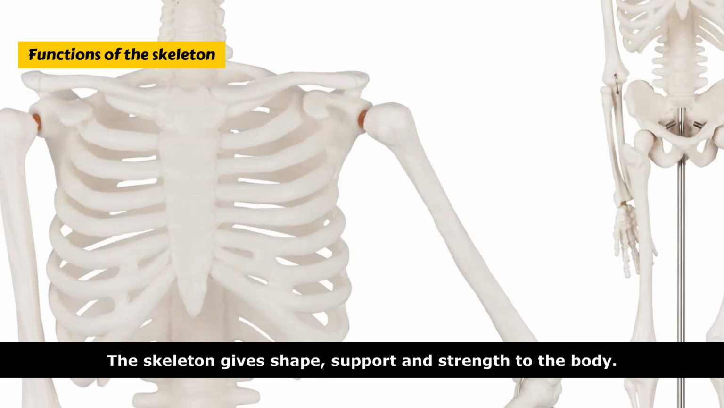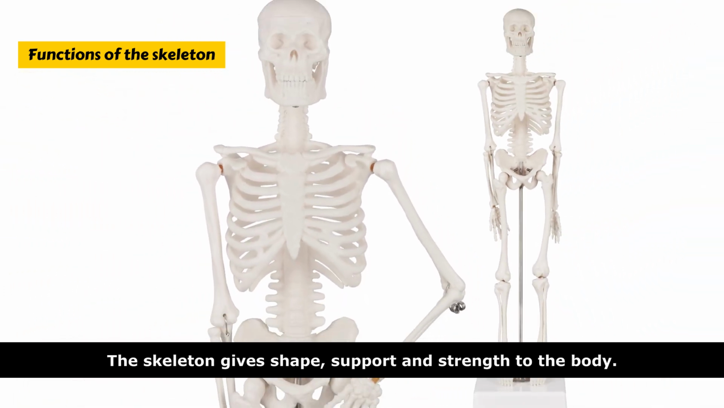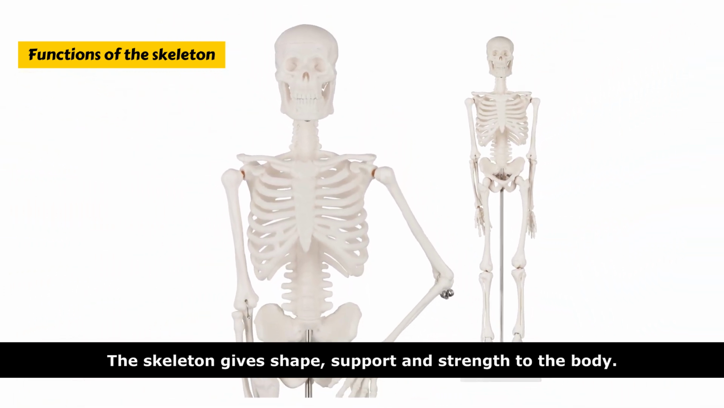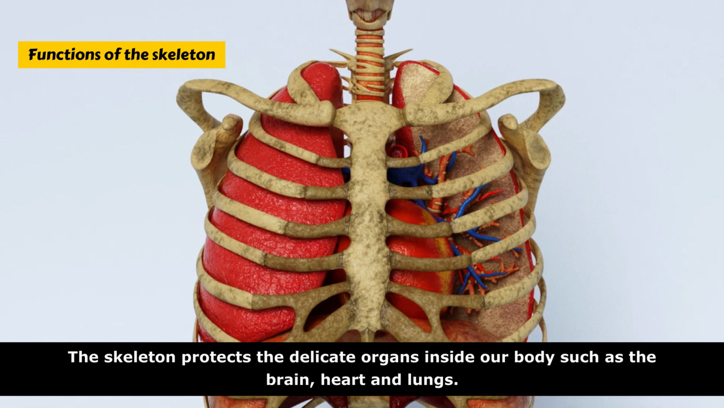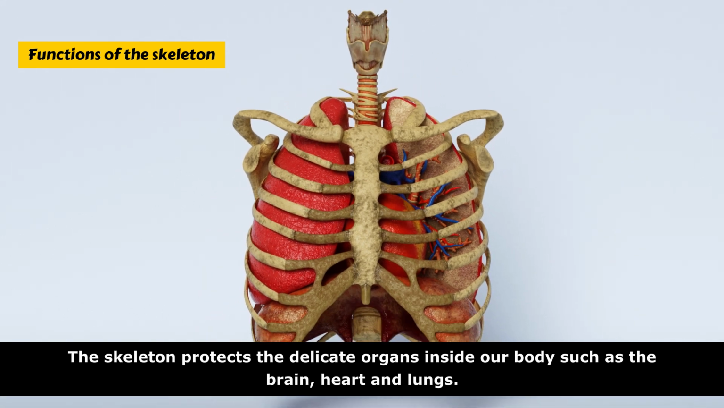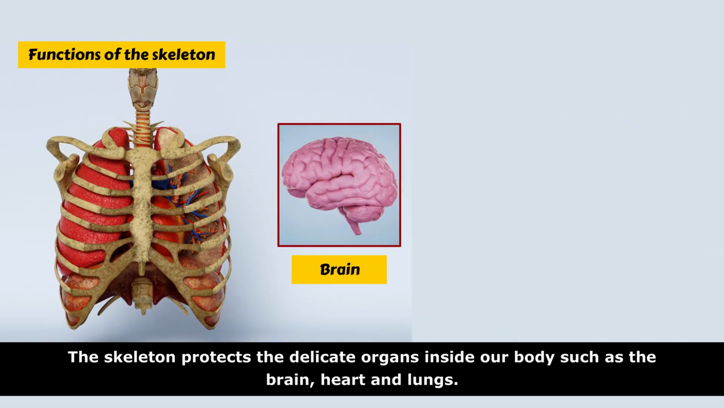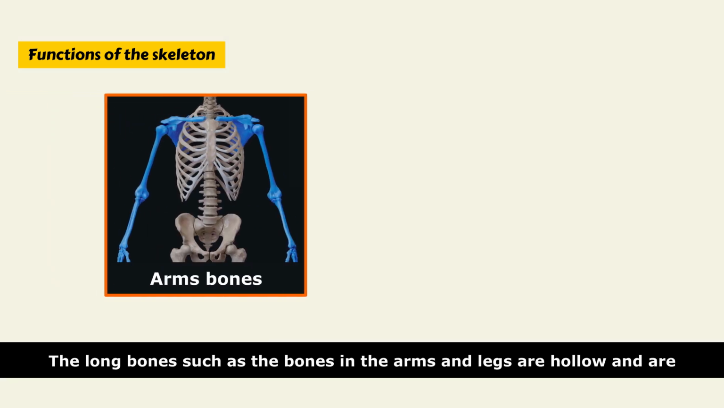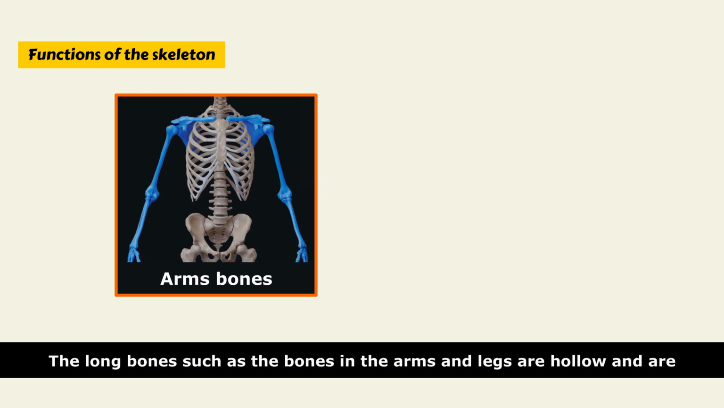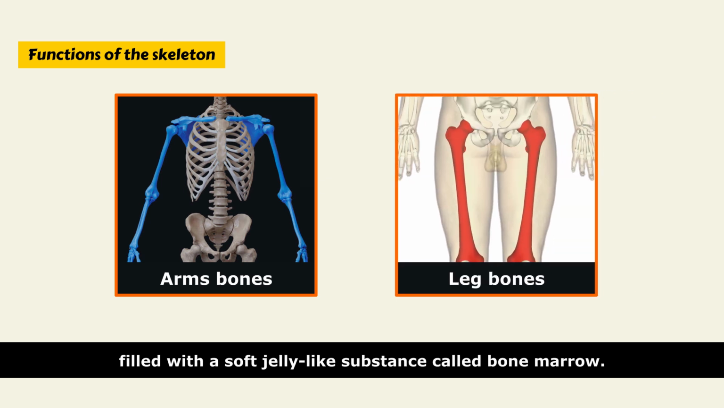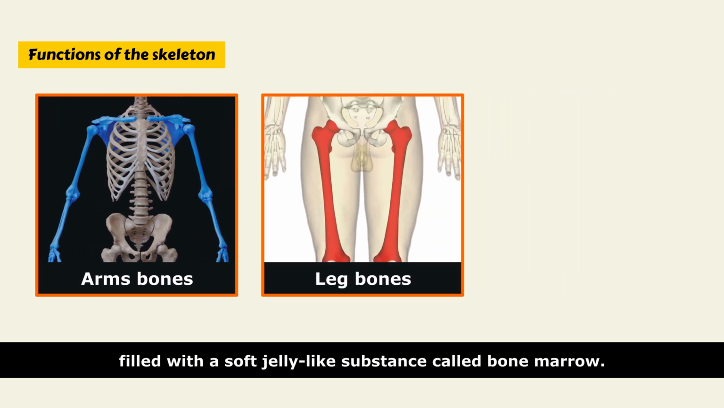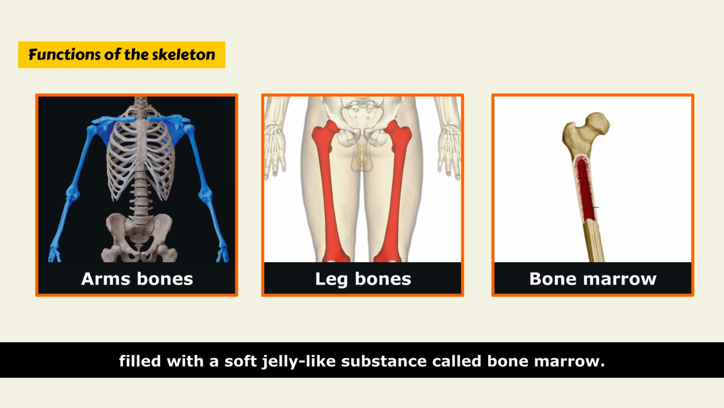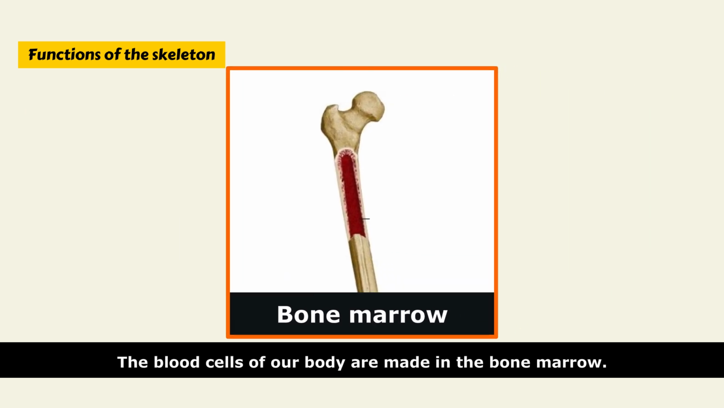Functions of the skeleton. The skeleton gives shape, support, and strength to the body. The skeleton protects the delicate organs inside our body such as the brain, heart, and lungs. The long bones such as the bones in the arms and legs are hollow and are filled with a soft jelly-like substance called bone marrow. The blood cells of our body are made in the bone marrow.